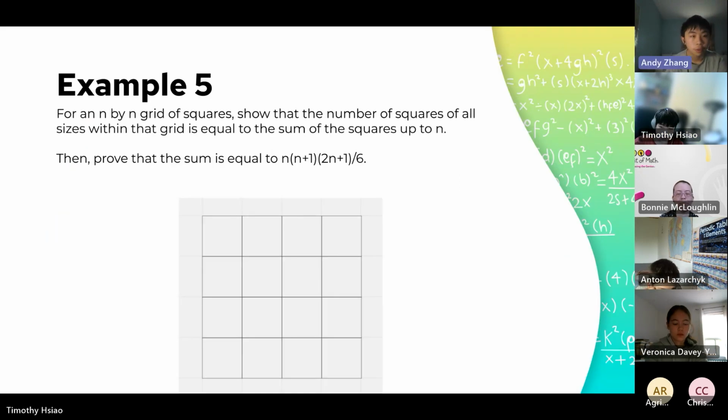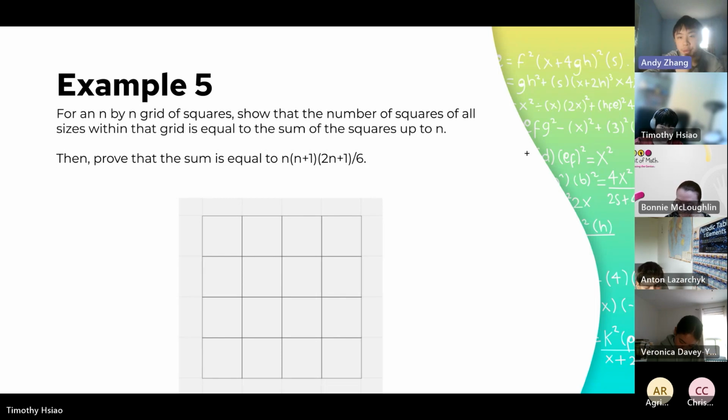So now we're going to look at one more example, a geometry example, also with an algebraic part. For any n by n grid of squares, show that the number of squares of all sizes within that grid is equal to the sum of the squares up to n. Like those math questions asking how many different squares are in the shape. Then after that, prove that the sum of the squares up to n is equal to n(n + 1)(2n + 1)/6. You can spend a few minutes to think about it. If you don't want to do the geometric one first, you can just start with the algebraic one. It's up to you.